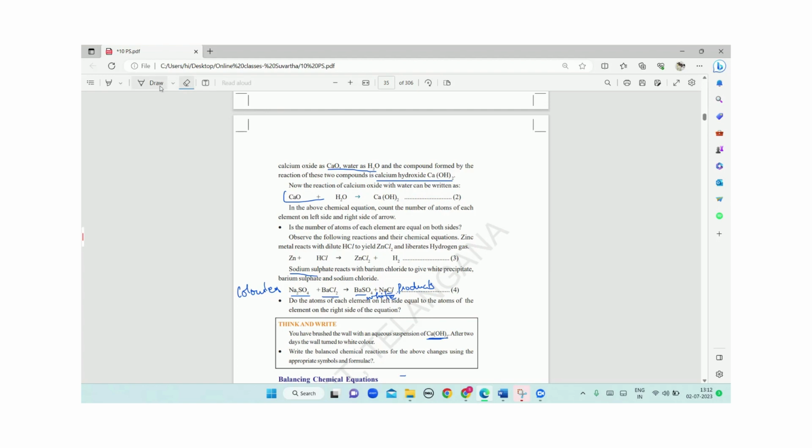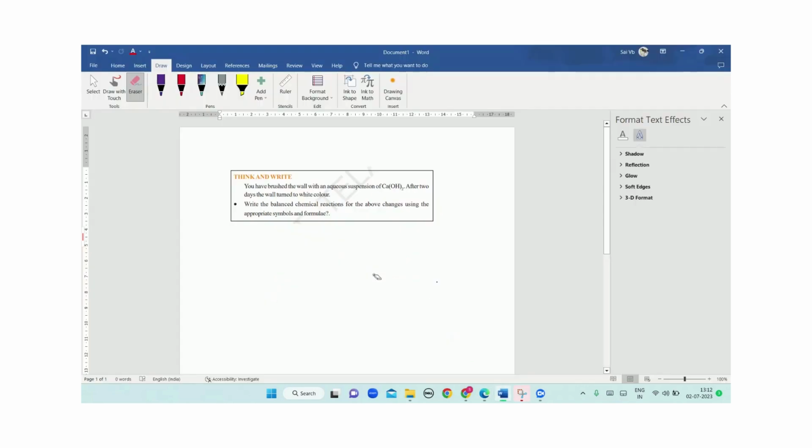It is giving a shiny finish. So what is the chemical reaction that is taking place, that we have to write down. Write a balanced chemical reaction for the above changes using appropriate symbols. So let us write down the chemical equation. Let me write for two equations.